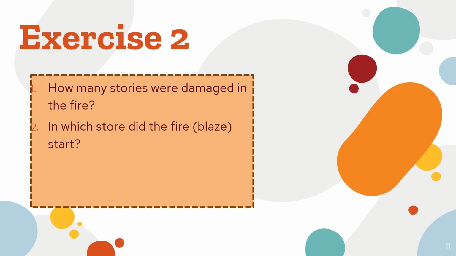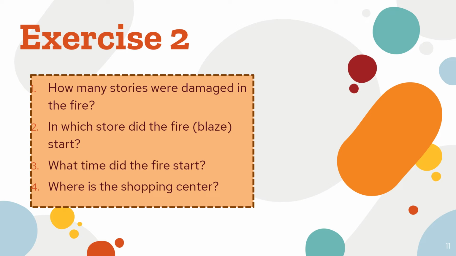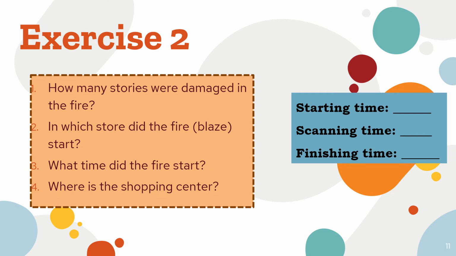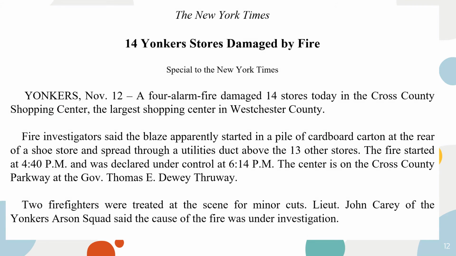Exercise number 2. Here in this chart, you can find 4 different questions, and you need to answer each of them based on the short news story that I am going to show you in the following slide. You're going to follow the same process: write down your starting time, the scanning time, and the finishing time. This is the text you need, and based on it, you're going to answer the previous questions. If it is necessary, you can pause the video for a minute.